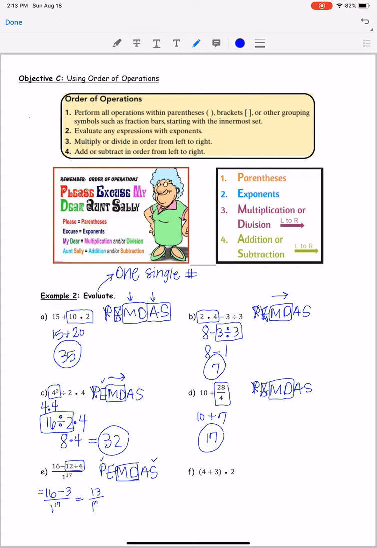Okay, so now on the bottom I have an exponent. 1 to any power is just 1. So 13 over 1, and 13 divided by 1 is 13. And then for F, please excuse my dear Aunt Sally. On this one, do we have any parentheses? Yes, we do. So even though add is way down here and multiply is up here, because this is in parentheses, we've got to actually add this time before we multiply.